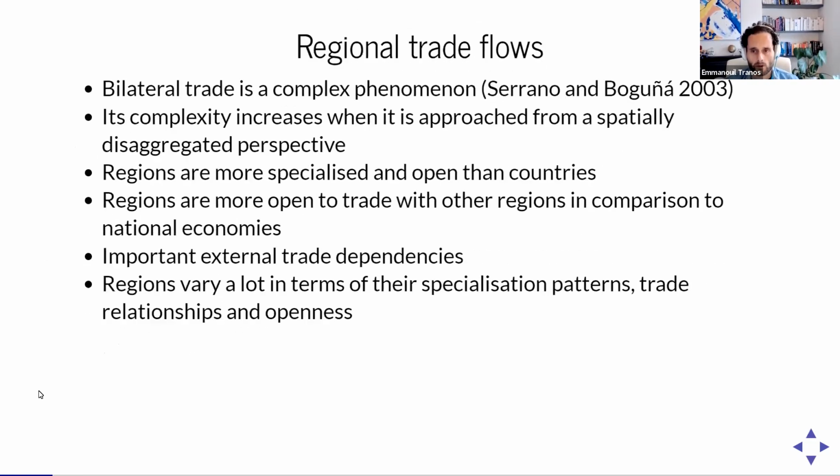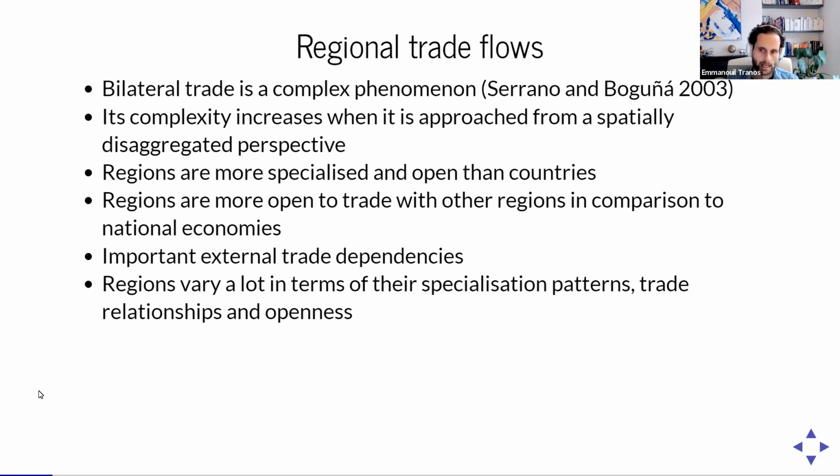And let me start by introducing the main topic of our work. We're focusing on regional trade flows. In general, bilateral trade, so trade between countries, is a complex phenomenon. We know that there is a lot of research at the macro country level, and we know how difficult it is to understand and model trade. When we go to a more spatially detailed level, the level of regions, because regions also trade with other regions, this complexity actually increases.